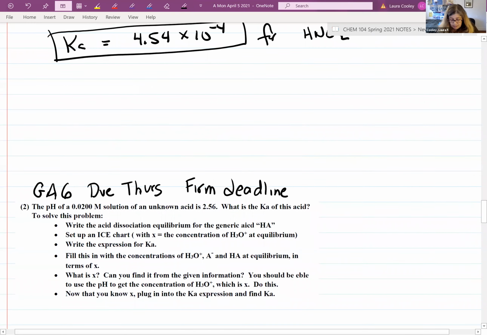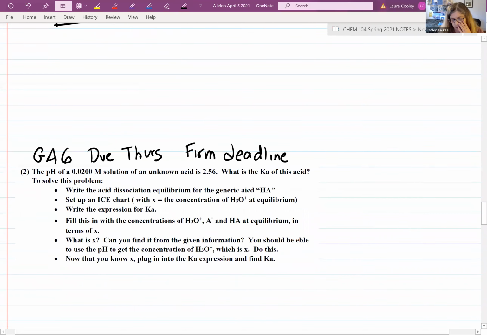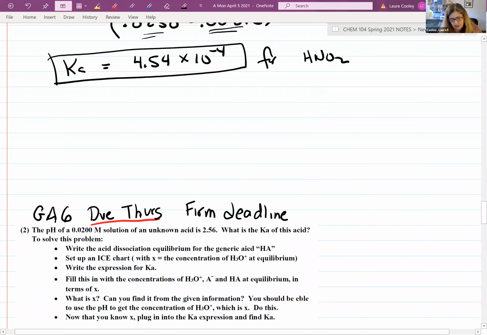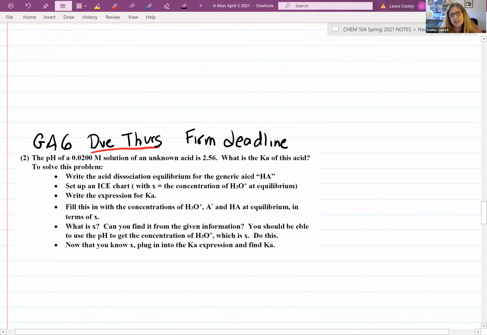And this graded assignment is just really very similar to this, except I'm telling you it's an unknown acid. So you can't look this up, because I just gave you some unknown acid, and you won't be able to look up what the Ka is for that. Okay. So I'd like you to hand this in Thursday. This is only one problem. It's not long. It's exactly what we did here. Just do it for this other example.